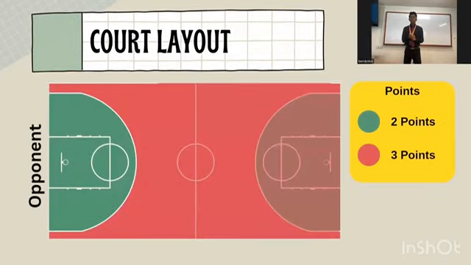So this is the point system, which is at the green area. If the player scores at the green area, the score is counted as 2 points, while at the red area, if the player scores, it counts as 3 points. So that's it.